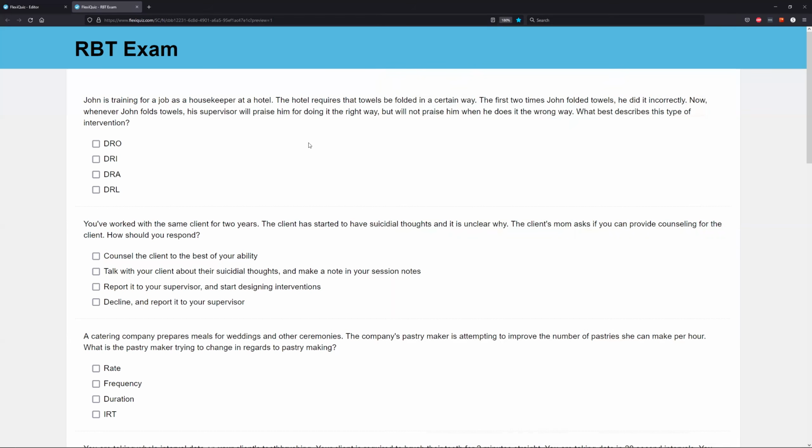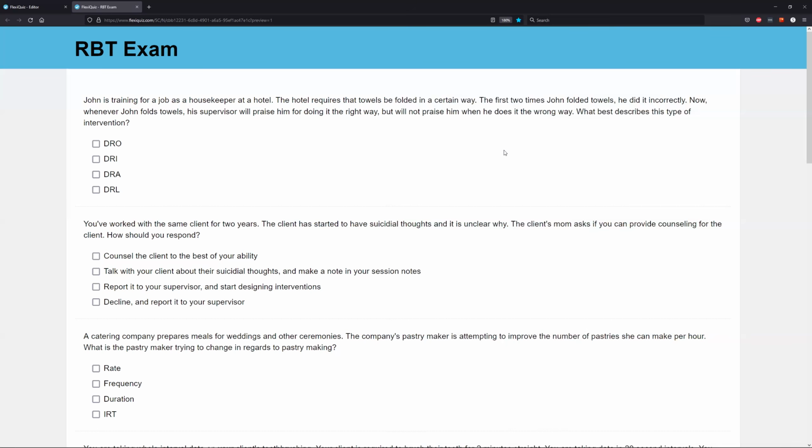All right, pretty clearly a differential reinforcement scenario, right? The giveaway is praising him for doing it the right way, but not praising him when he does it the wrong way, reinforcing one behavior, other behaviors on extinction, clear differential reinforcement. So now it's our job to figure out what type of differential reinforcement we want to choose, okay?